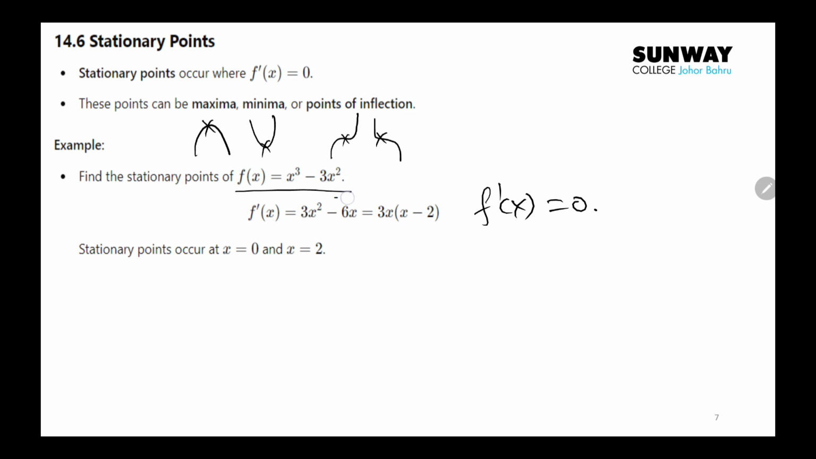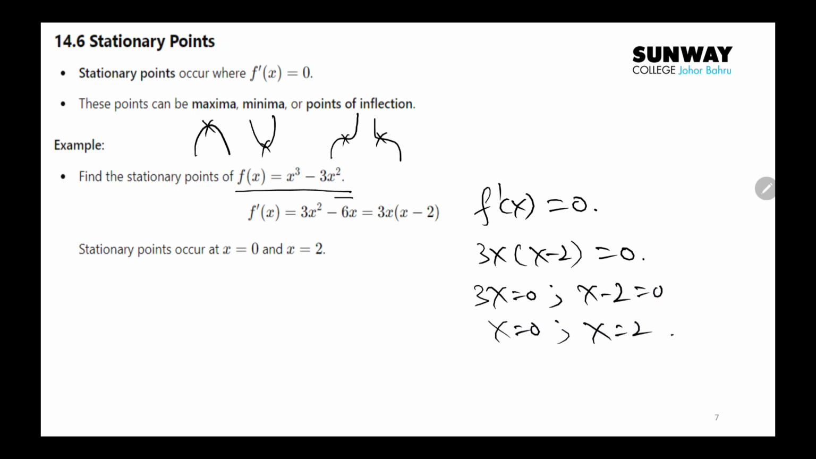A quick example, again, in this particular equation, when you differentiate it, you will get f prime x, the first derivative, equals 3x squared minus 6x, or if you factorize it, 3x(x minus 2). When you equate f prime x to 0, you get this expression to be 0, so 3x equals 0 or x minus 2 equals 0, so x equals 0 or x equals 2. These are the x coordinates of the stationary points. You have to substitute them back into the original equation.